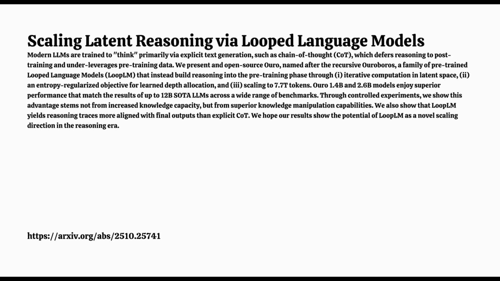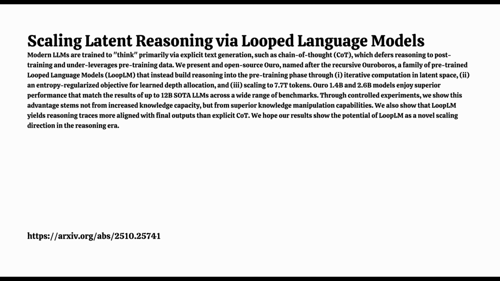Wait, so it's not a bigger library, it's just a vastly superior librarian. How can the same amount of raw data stored in the same number of parameters suddenly solve dramatically harder problems? That goes against the core scaling hypothesis we've operated under for years. That's the key insight. The superior performance stems entirely from enhanced knowledge manipulation capabilities. The parameters hold the atomic facts, but the recurrence allows for a much more flexible and iterative application of those facts. How did they prove that?